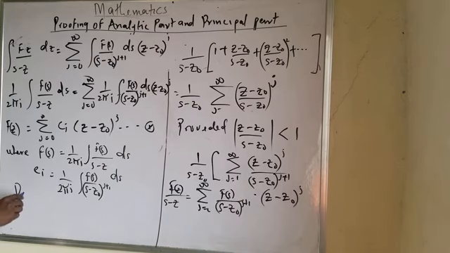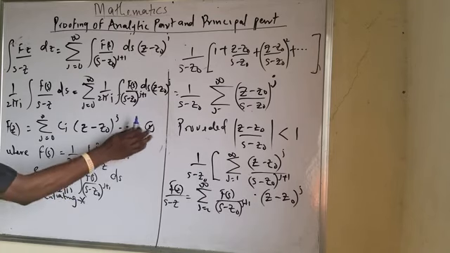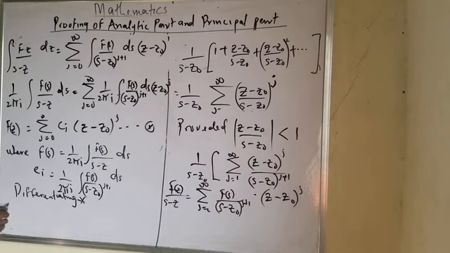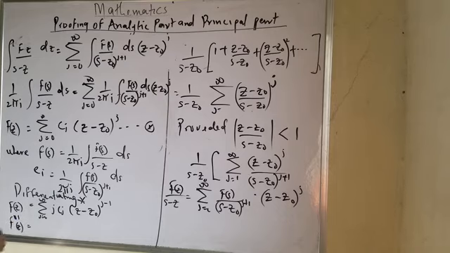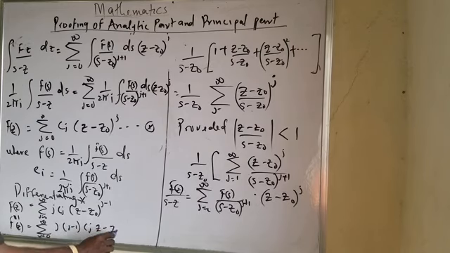Now differentiating, by representing the equation this way, it means my f of z equals the summation from j equals 0 of c_j (z minus z naught)^j. Then f prime prime, as far as we are working towards series, we must differentiate it: the summation from j equals 0 of j(j minus 1) c_j (z minus z naught)^(j minus 2).